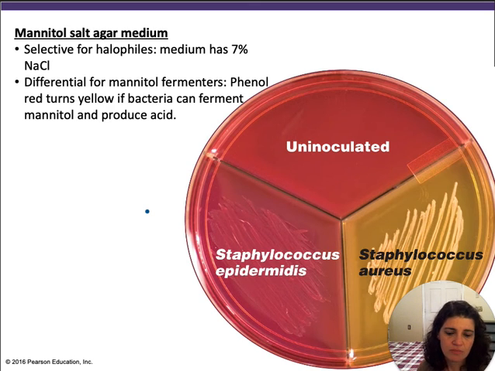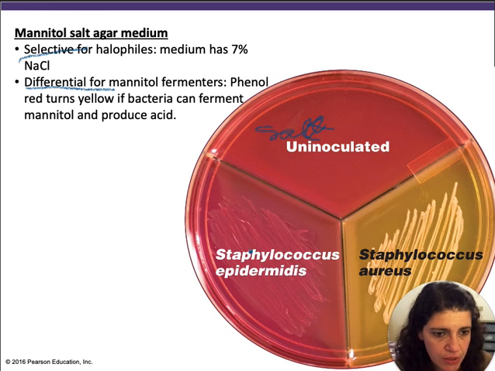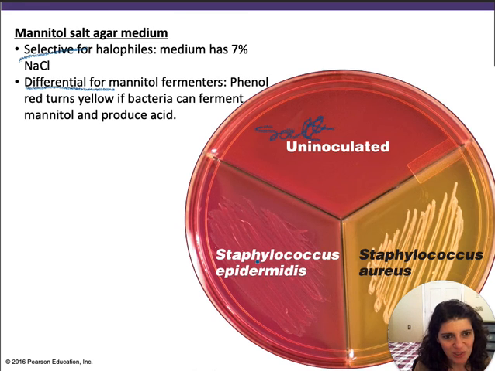This is a medium that is selective and differential. So why? Because you have a lot of salt in this medium, right? Salt. And salt here makes bacteria, remember I said they're halophiles, bacteria like Staphylococcus, grow in this medium. So if you inoculate here, for example, Enterococcus is not going to grow because they can't stand so much salt. But if you put Staphylococcus, they grow.